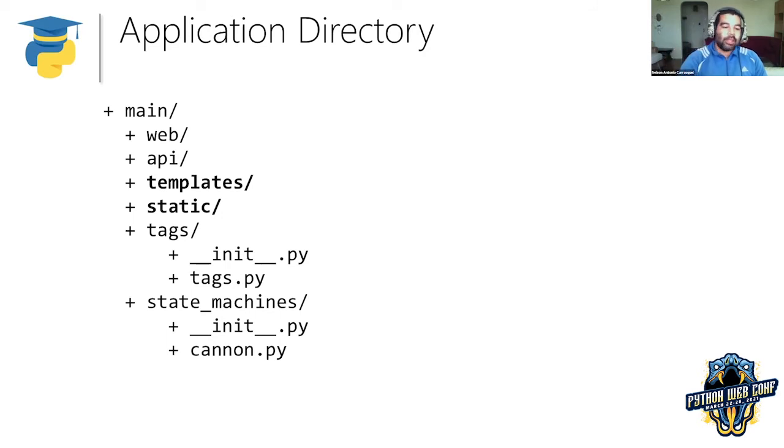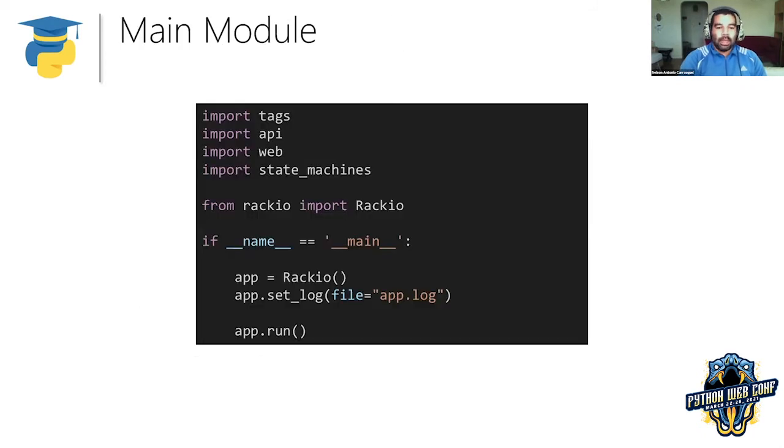And okay, let's go. Then we have the tags and the state machines. Let's see what we can do in those modules. In the main module, we just have the imports. We import each concern. We define our Rackio application. If we want, we can set a log, and then we run the application. Pretty similar to how we do it in Flask or any other web application.